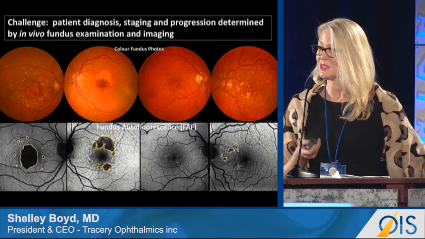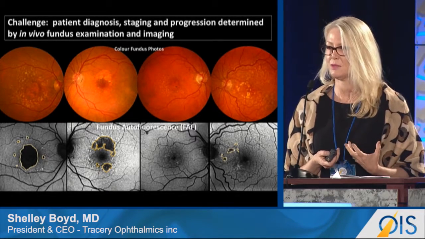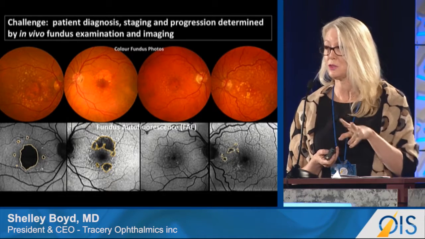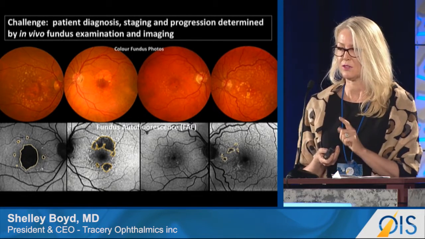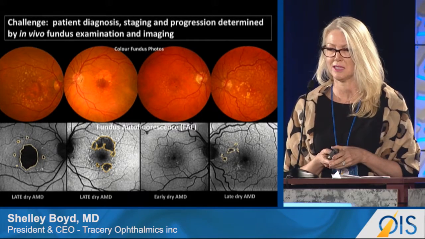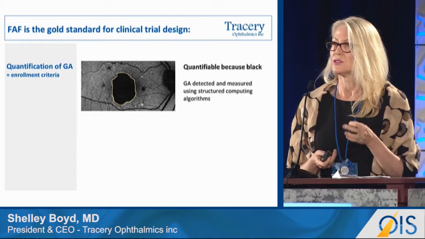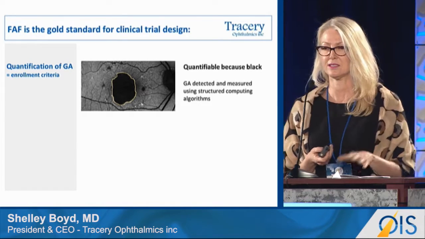So this is our gold standard imaging, which is fundus autofluorescence, and again, you can see that patch of black in the first 2 patients. The third patient does not have that patch of black, and the 4th patient has a little bit, and some other scattered abnormalities. So the question is, how does this kind of image help us with clinical trial design?